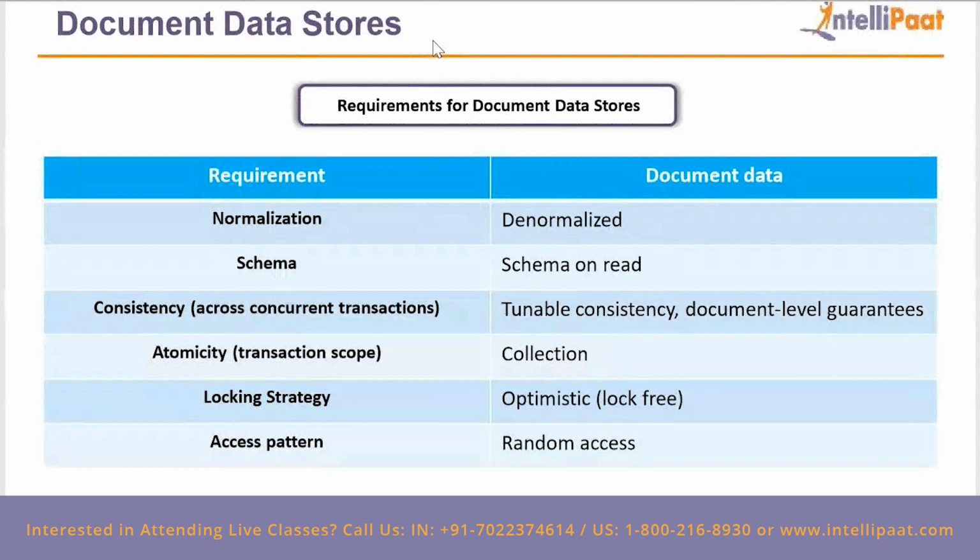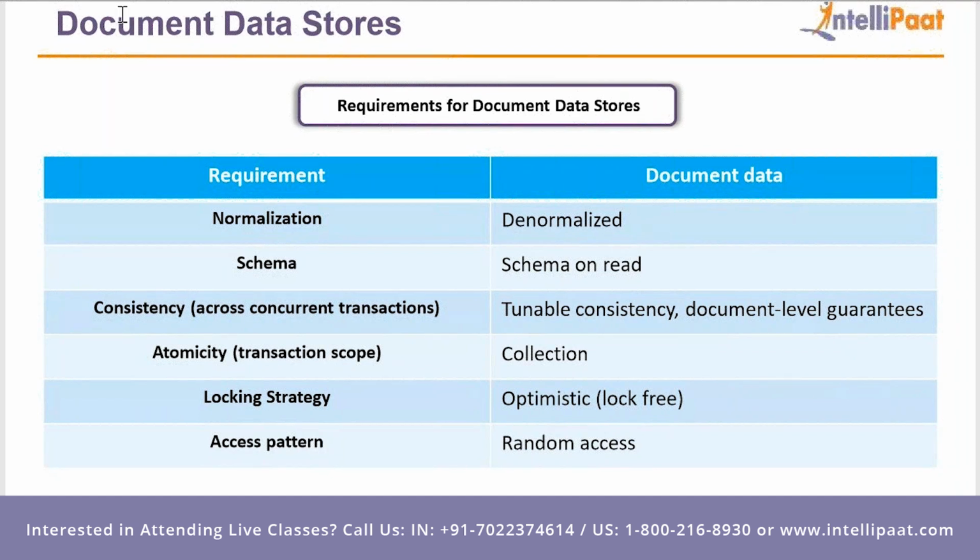This is the basic concept of consistency in a non-relational database. This applies across all non-relational databases. So in a document data store, you have the ability to tune this consistency. The document level guarantees this.